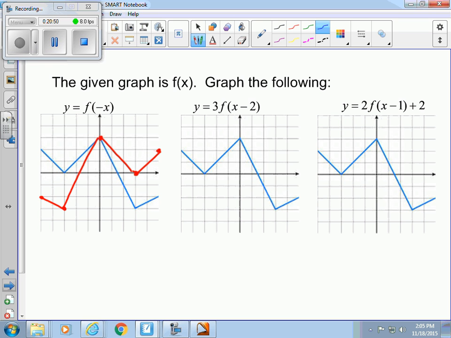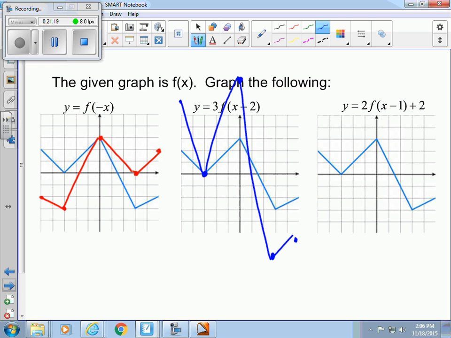So now we'd be way up here at 6. What's 0 times 3? 0. What's 3 times 3? Way up at 9. That's way up here. What's negative 3 times 3? Negative 9. Way down this way. And what's negative 2 times 3? And so that's the graph.